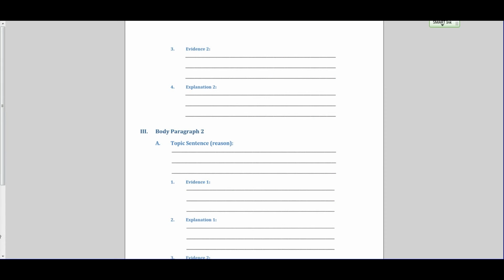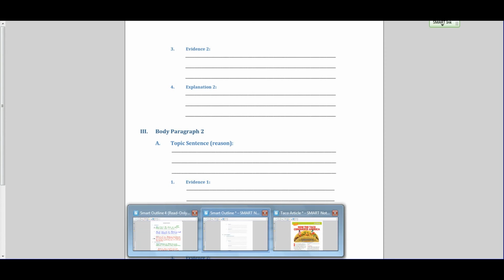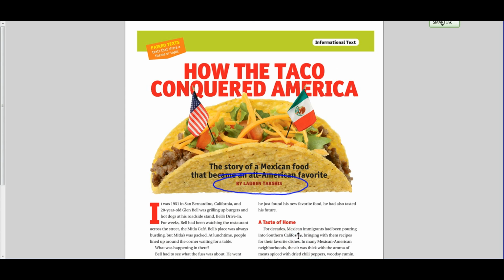Now I'm ready for my second evidence. My second evidence does the same job as my first evidence, except I need to find another example. So I'm going to go back to my text here. I'm going to see if I can find another example of how Americanizing food creates new traditions.